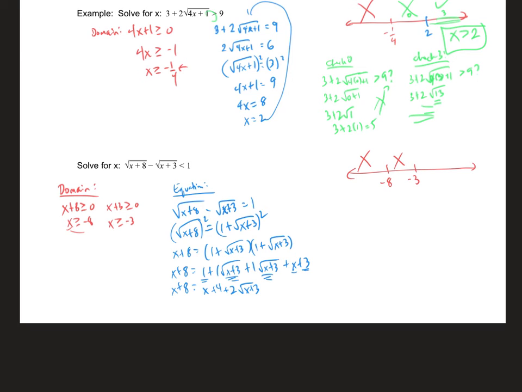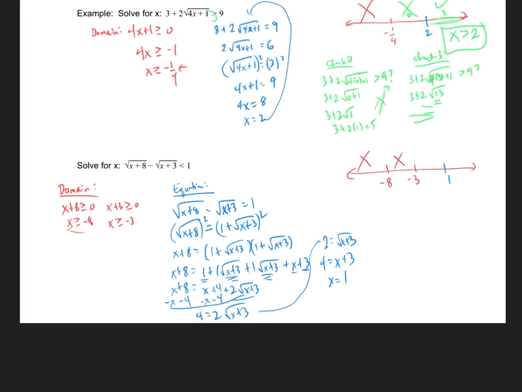So now I'm down to 1 radical, so I'm going to work to get that one by itself, subtracting x from both sides, subtracting 4 from both sides. Divide both sides by 2. Square both sides, and then solve for x. So that number is going to go on the number line as well.